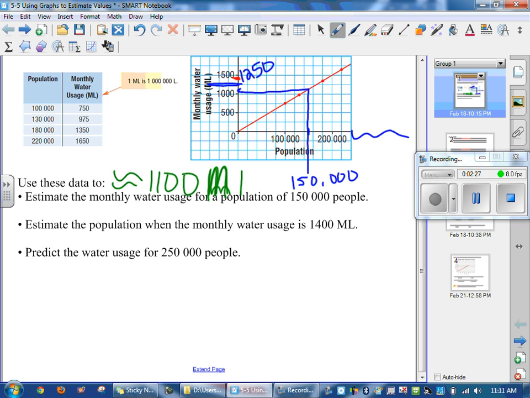And I'm going to do the exact same thing. I'm going to bring my line right across till I hit the graph, and then I take it straight down. And that tells me my x value. So it didn't quite hit 200,000. What would be a good estimate for that?